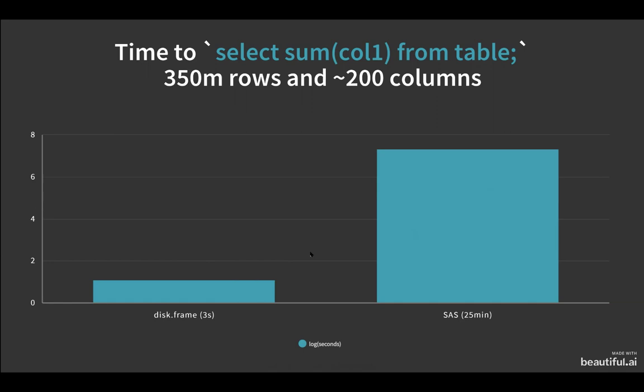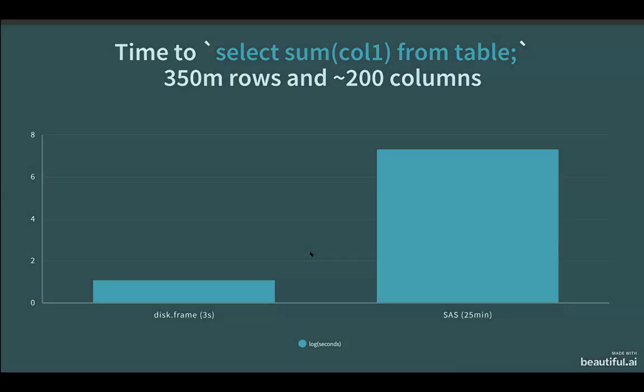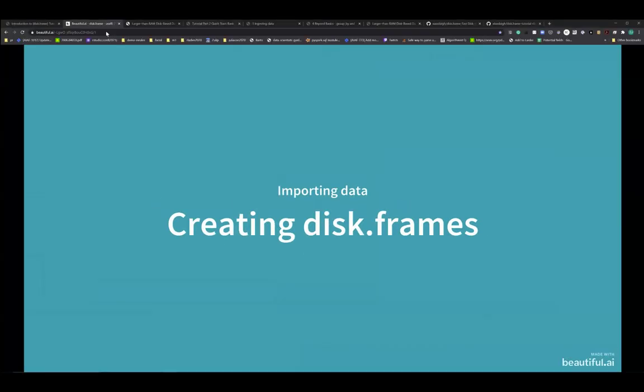The problem with SAS was that it's not using all your CPU cores, and it's not taking advantage of the fact that most PCs now have SSDs. So it's not taking advantage of the fast disk access, and it's not taking advantage of the fact that you have multiple cores, so you can parallelize a lot of your processes. As we go through this tutorial, you'll see that disk frame tries to take advantage of these. The parallel processing should be obvious. And FST is really good at random access reading of data from the SSD or hard drive. Okay, so that's a little bit about disk frame.